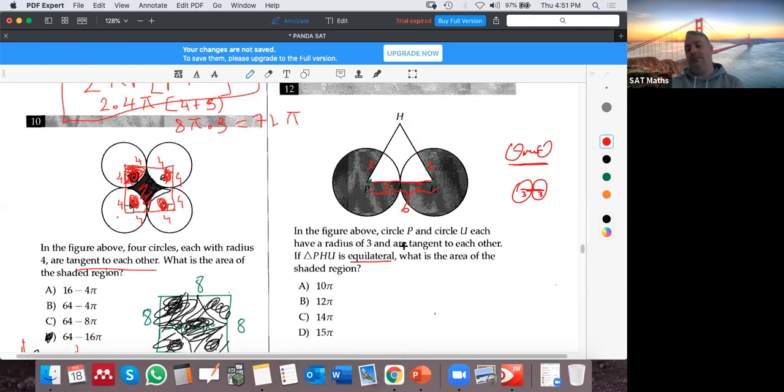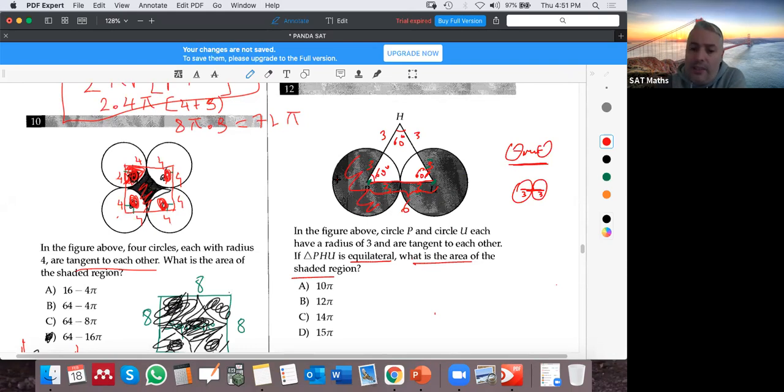equilateral. Wow, equilateral, what does it mean? All the sides are equal to each other, 3, 3, and all the angles are 60, 60, 60. There is lots of information here. What is the question? What is the area of the shaded region?